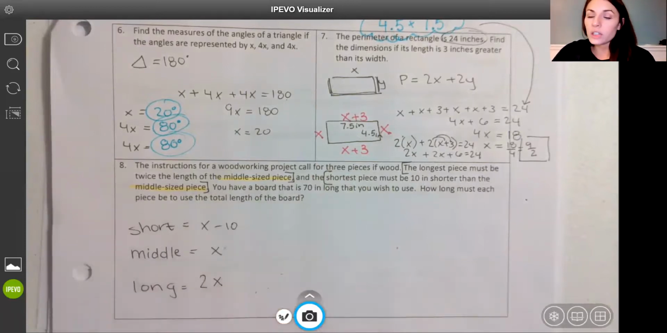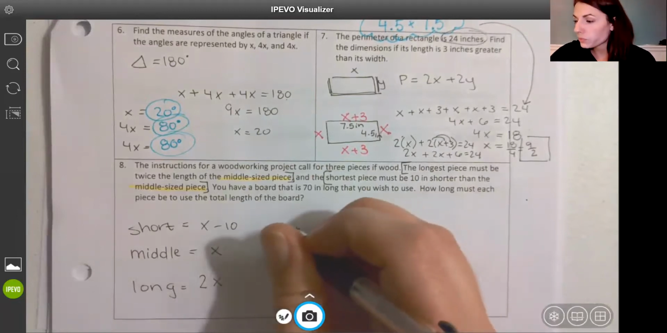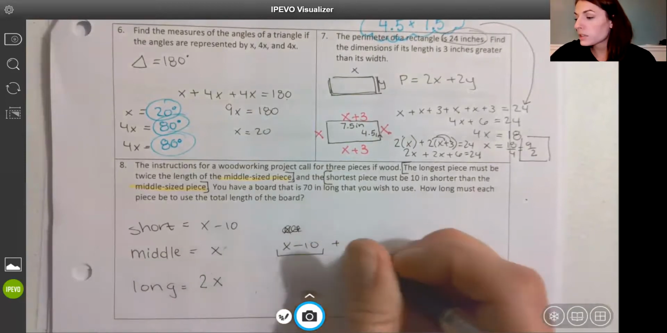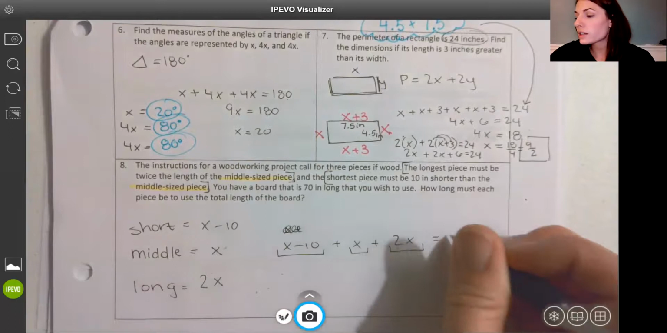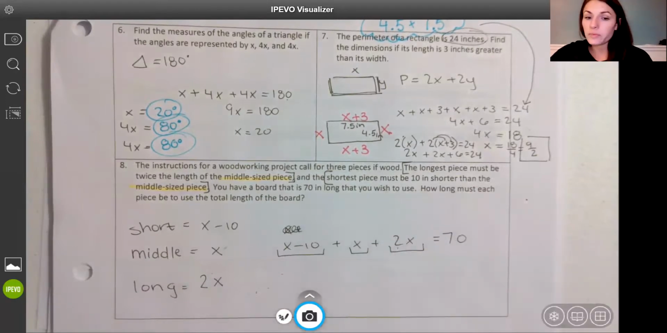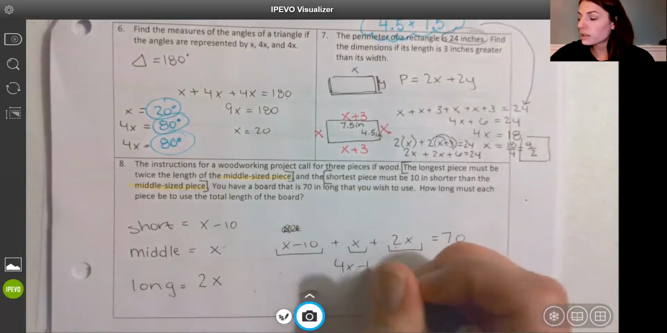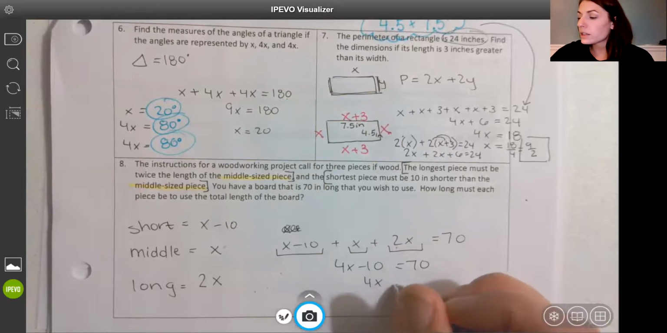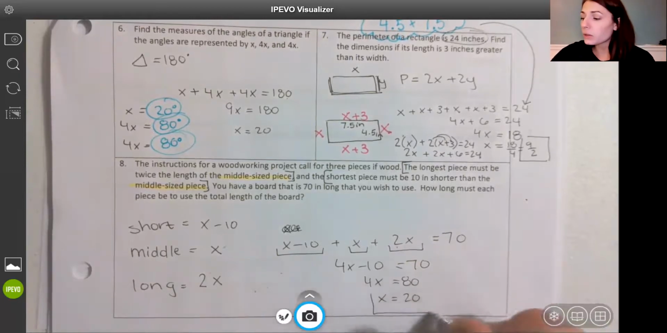You have a board that's 70 inches long. So the short piece, let me restart. The short piece plus the middle piece plus the long piece has to add up to 70 inches. All together that gives me 4x, subtract 10, equals 70, or 4x equals 80, and x equals 20. Remember, we're not done when we solve for a variable.